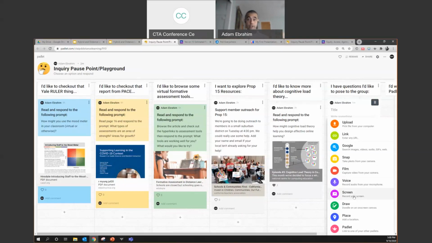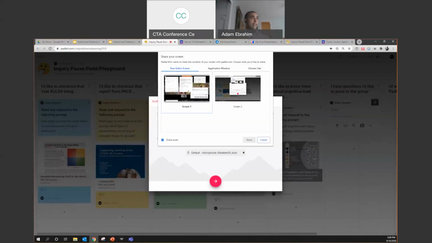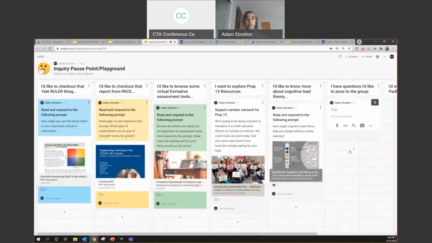Let's say that I wanted to show you how to do this Padlet or anything. I can grab my screen and I can do a little demo and I can hit share and it'll be posted as a video. So the new Padlet upgrades, it is so flexible. It is such a flexible tool. That's why I put it in my three. Okay, so Padlet's there.